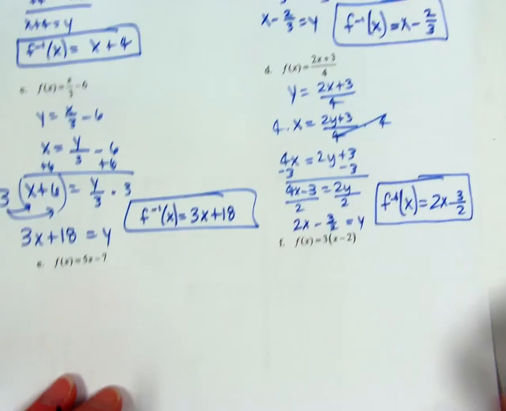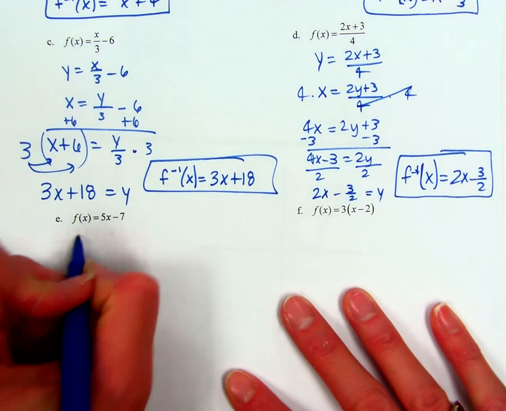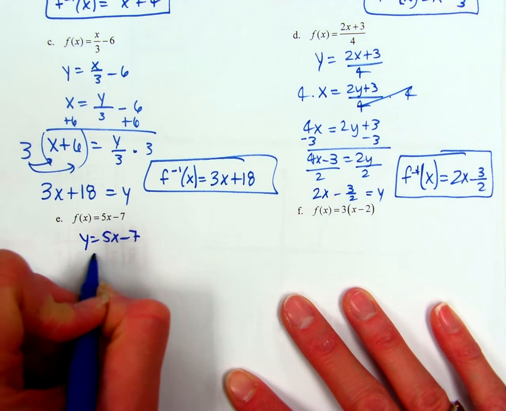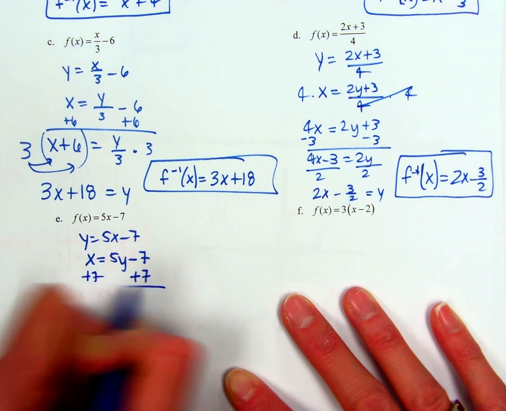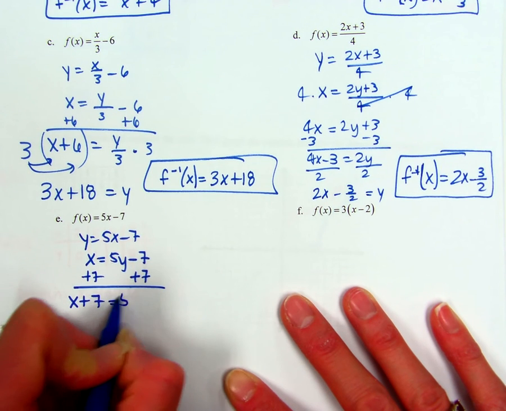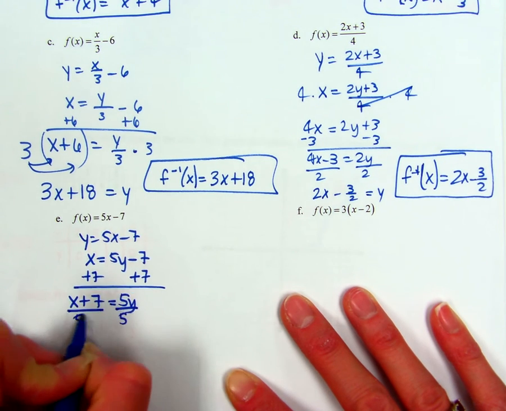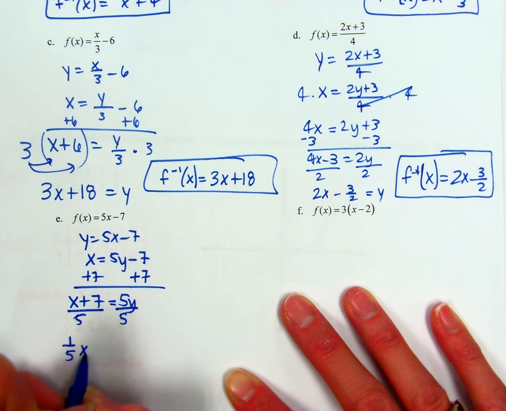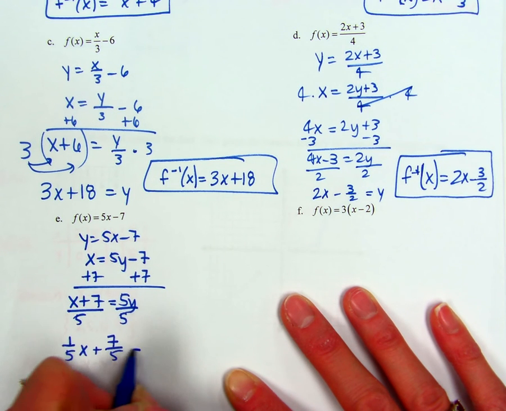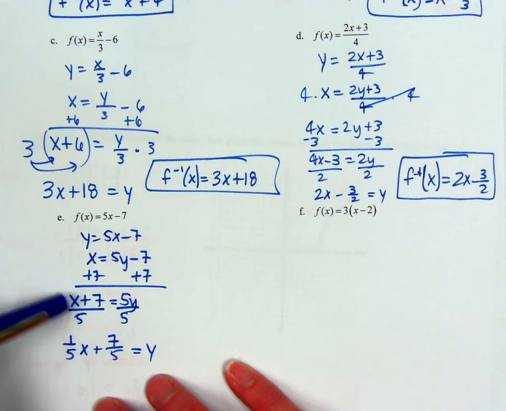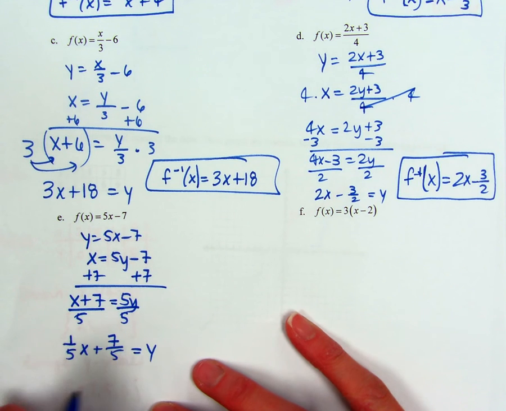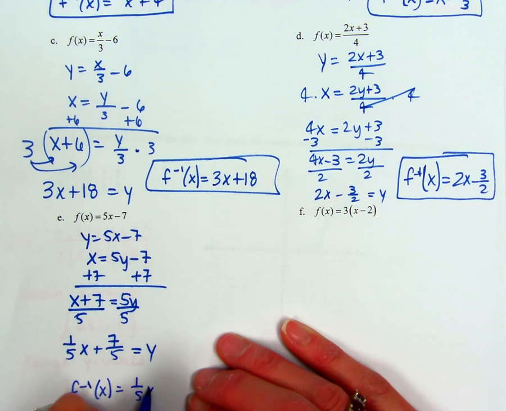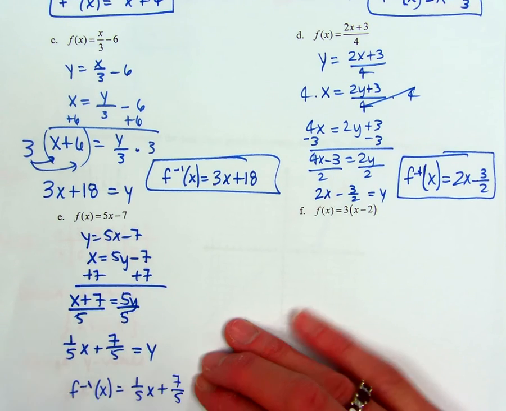All right, last two problems. So we have y equals 5x minus 7. We're going to switch the x and y. Undo our subtraction by adding. So x plus 7 equals 5y. Then we're going to divide by 5. So we have 1/5 x plus 7/5 equals y. Remember, x divided by 5 is 1/5 x, or x over 5. So I've got inverse of f of x equals 1/5 x plus 7 over 5.